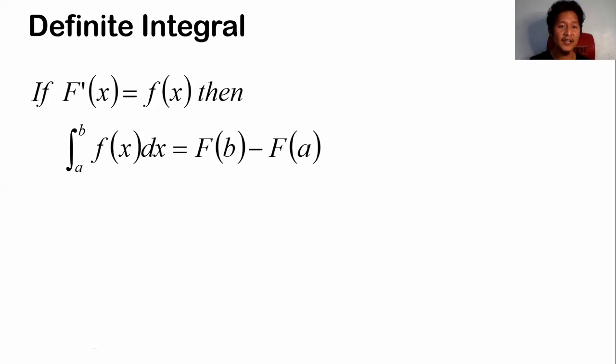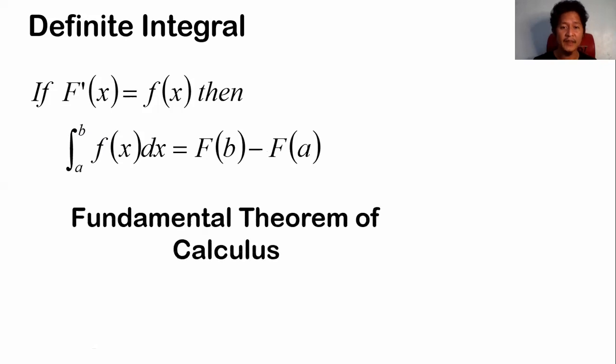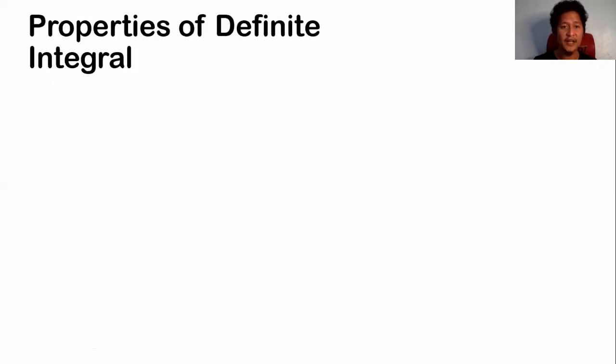So, ang nangyari, after getting the integral, the integral is capital F. We'll just substitute your upper limit B, and then afterwards we will substitute the lower limit A, and then we just subtract. Is that clear? So, ganun lang ang gagawin natin dito. We call it the fundamental theorem of calculus. So, these are the properties of your definite integral.